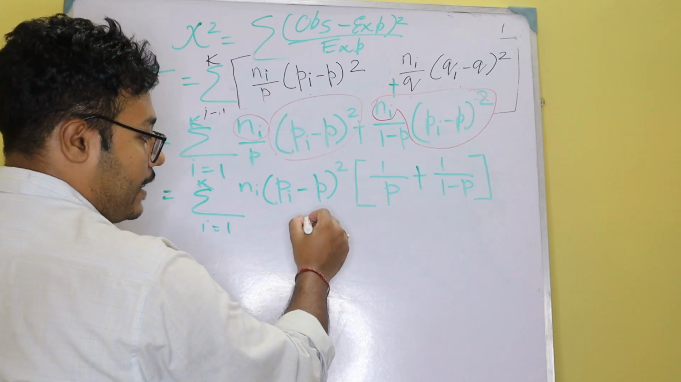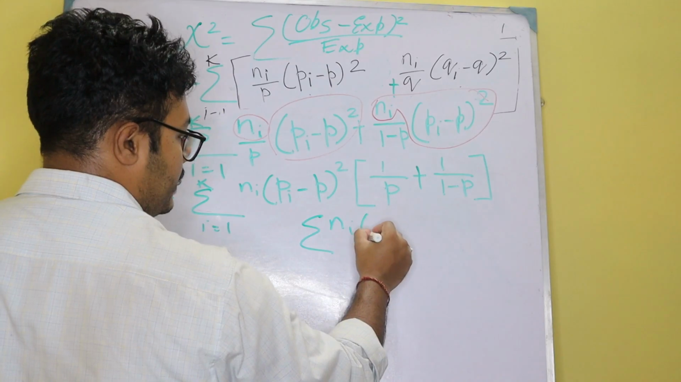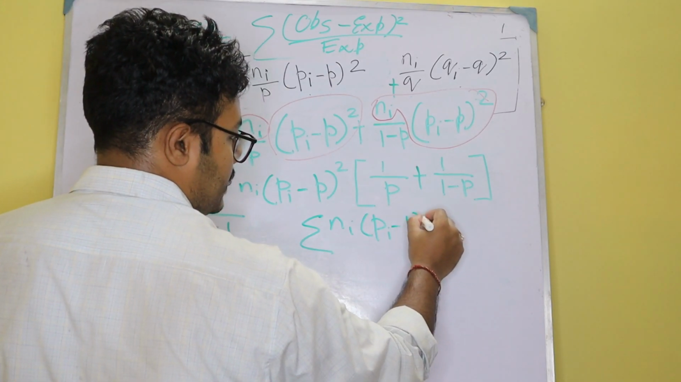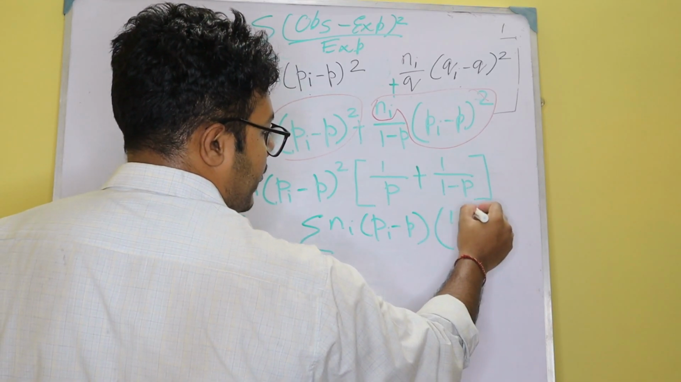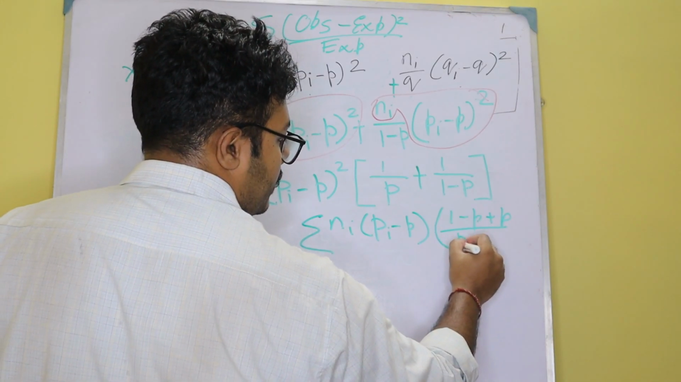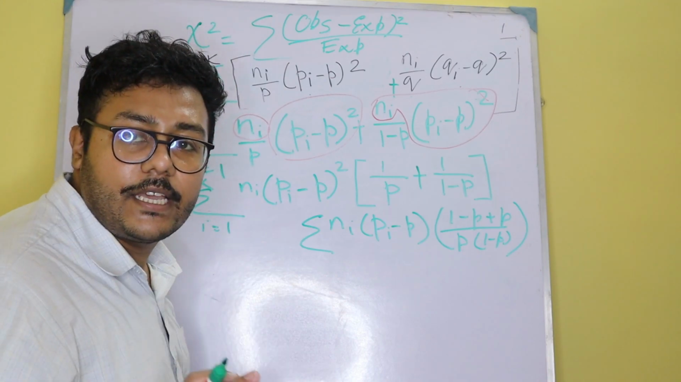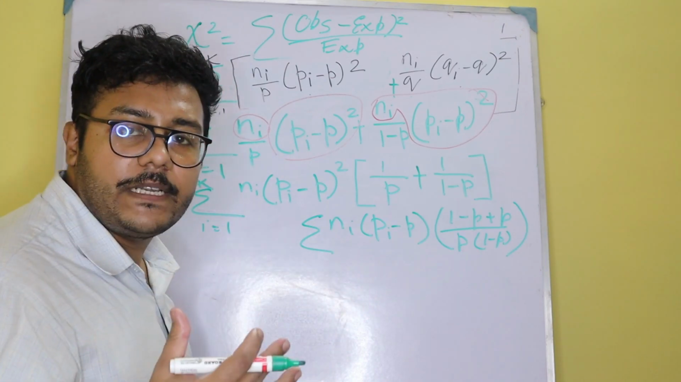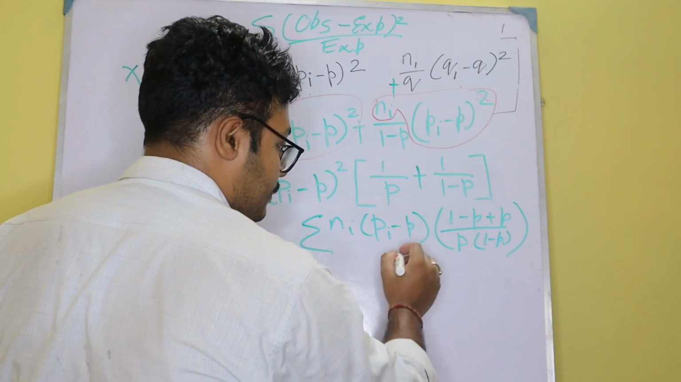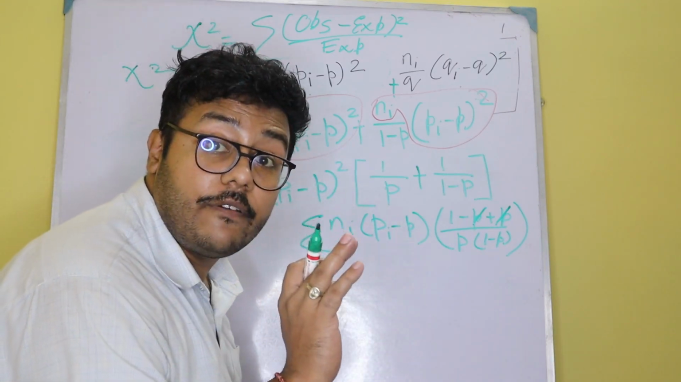I am writing this again here. pi minus p into 1 minus p plus p by p into 1 minus p. This is the thing, right? We are getting this. I hope it's clear up till this part. Now, these two p's will get cancelled out. Now what we will get?